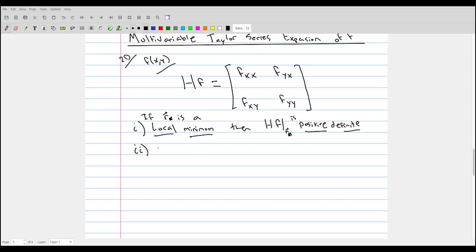The second statement is, if R star is a local maximum, then the Hessian of f at R star is what's called negative definite.